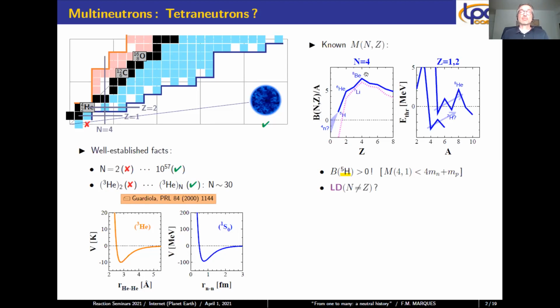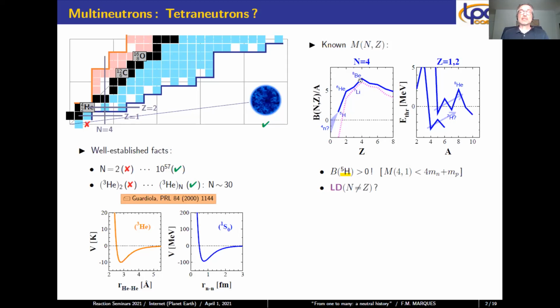So here you have the masses of N = 4 isotones. And in blue, you have the experimental values. This is hydrogen-5. So you see that the binding energy per nucleon, the binding energy of hydrogen-5, is positive, but it is unbound because the triton is more strongly bound. But hydrogen-5 is lighter than 4 neutrons and 1 proton.